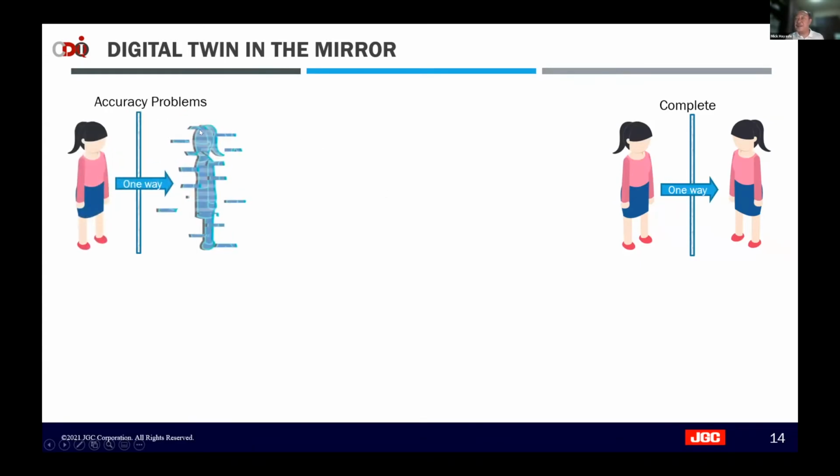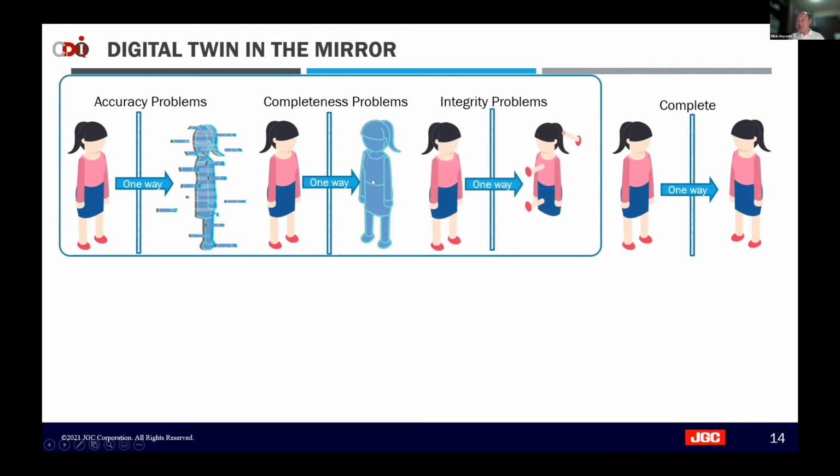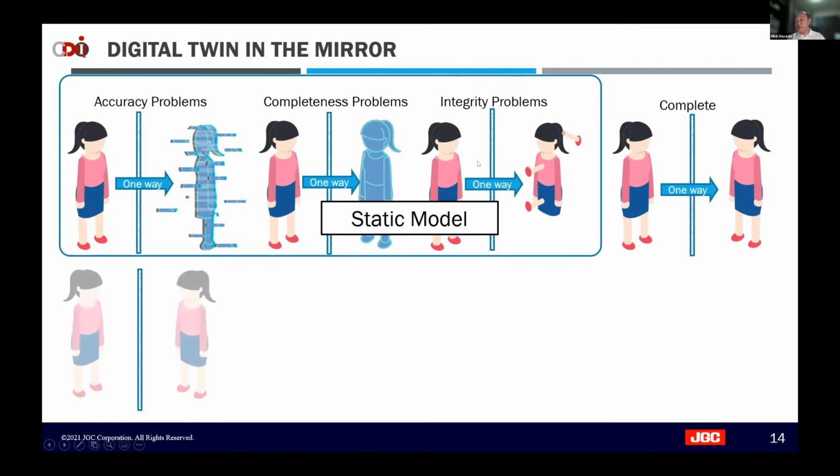Sometimes we have accuracy problems. You can see the shapes are not properly formed. And completeness problems: you can see it's missing colors. And integrity problems: the number of legs is 3 instead of 2, and it's installed in a very strange position. But these are all static models. So now I'm going to talk about the dynamic model.